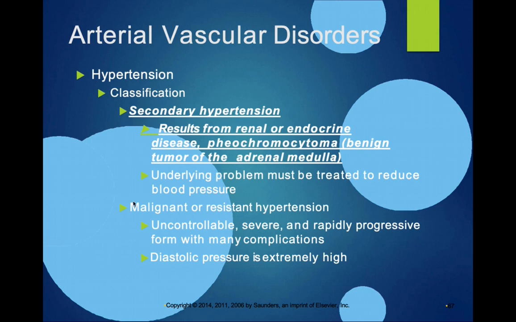Secondary hypertension, okay, this is going to result from a renal or endocrine disease, like a tumor, a benign tumor called a pheochromocytoma. This is a tumor of the adrenal medulla. The underlying problem must be treated to reduce the blood pressure, but secondary hypertension is caused from renal or an endocrine disorder. Okay?